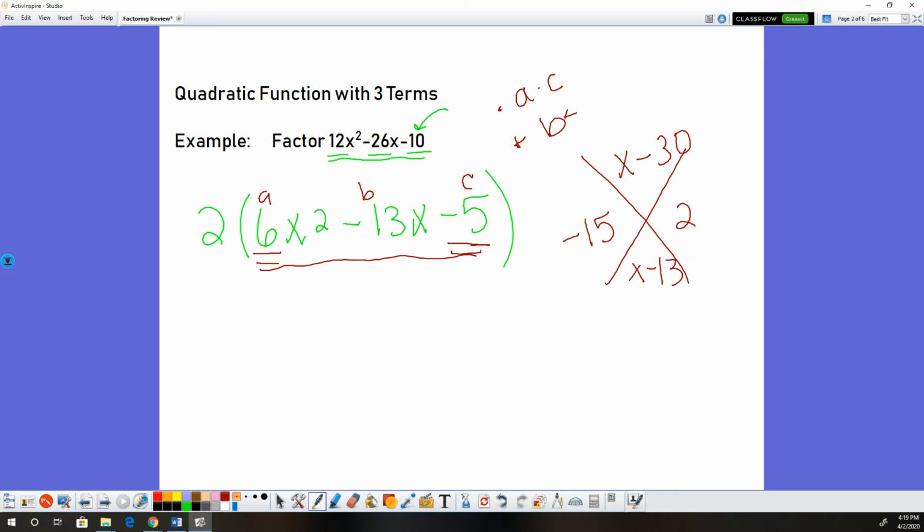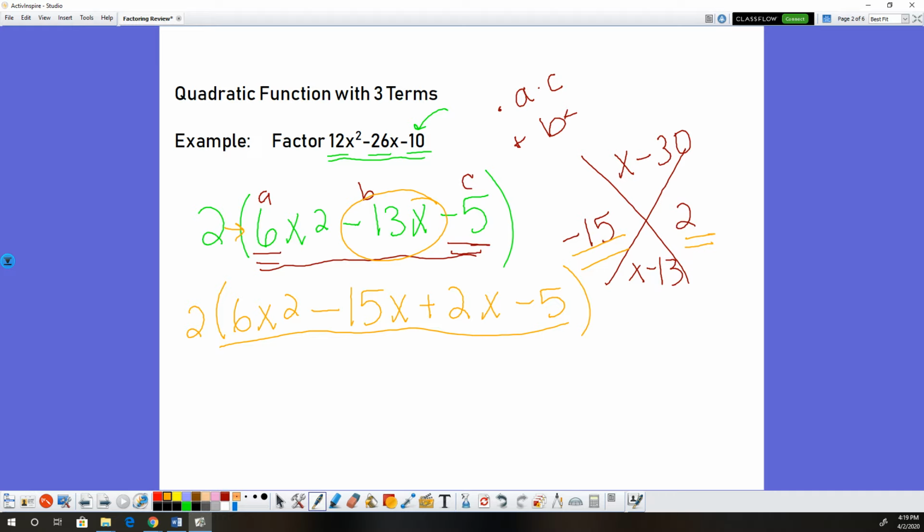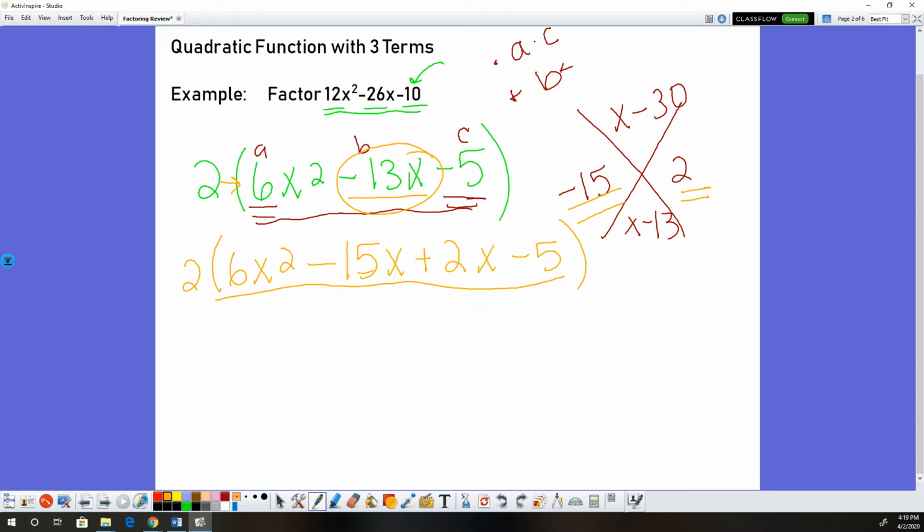So what that means is I'm going to rewrite it a little bit. 2 still out front, 6x squared minus, I'm going to change this b to these 2 numbers. So minus 15x plus 2x minus 5. Notice this here and this here are the same thing. The only difference is I wrote this negative 13x as minus 15x plus 2x. Same thing. So when I get to here, now I can put it in the box. Okay, so box it out.